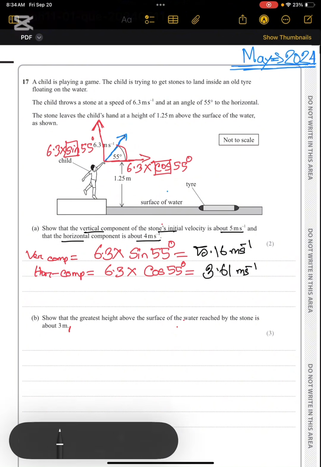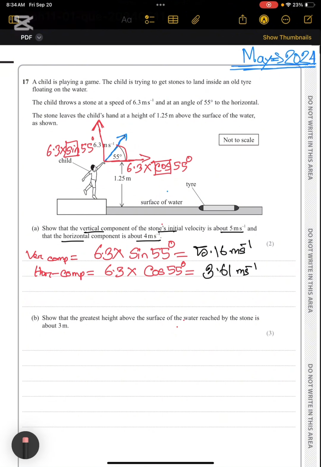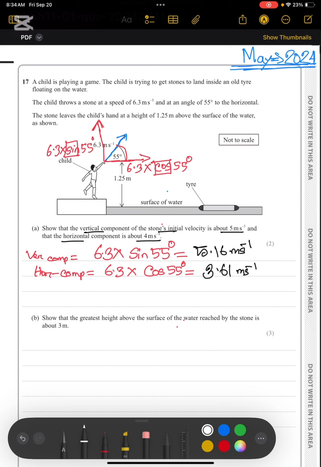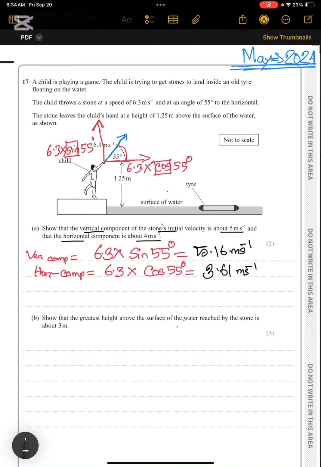Okay, so in question number B they have said show that the greatest height above the surface of the water reached by the stone is about 3.5 meter. We all know as the stone is launched in the air, it will reach a height. After reaching that height, it will again come down. So they have asked us this maximum height which this ball will reach after it was launched from 1.25 meter above the surface of the water.